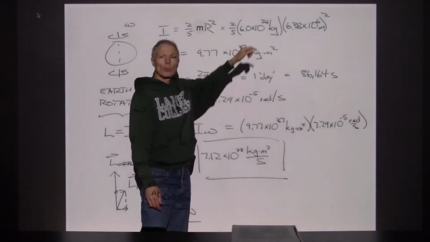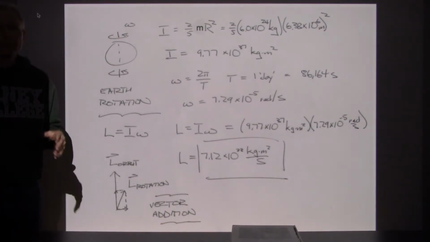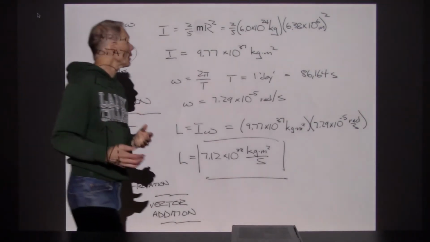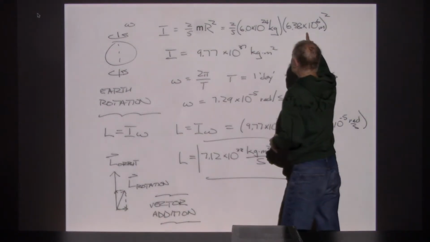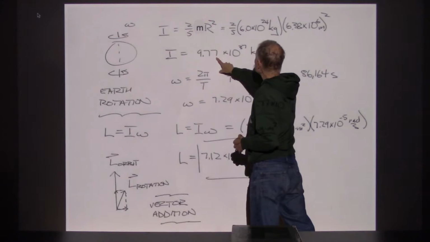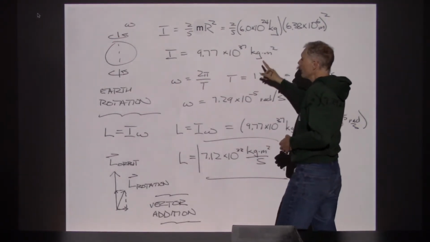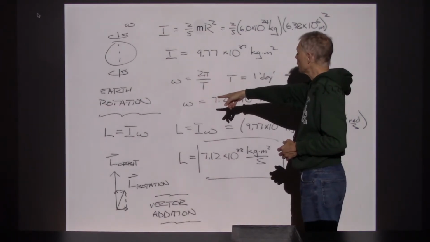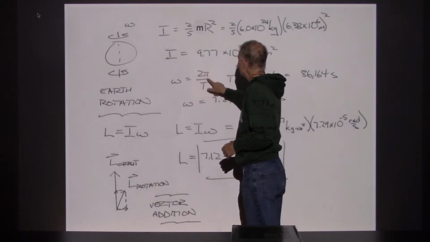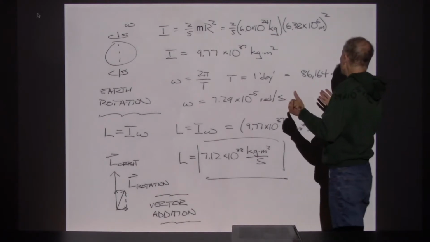Now the big R here would be the radius of the Earth, not the orbital distance, but the radius of the planet, which is much smaller. So here is the radius of the Earth. So that gives us a rotational inertia, 9.77 × 10^37 kilograms meters squared. Now I need to get an omega from this to put into my formula. I can get the omega by taking 2 pi over the period. And the period is 1 day.